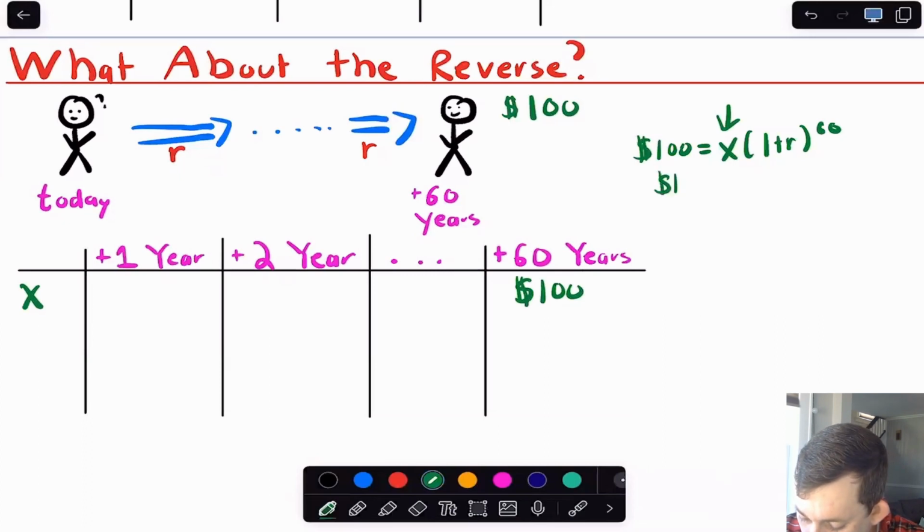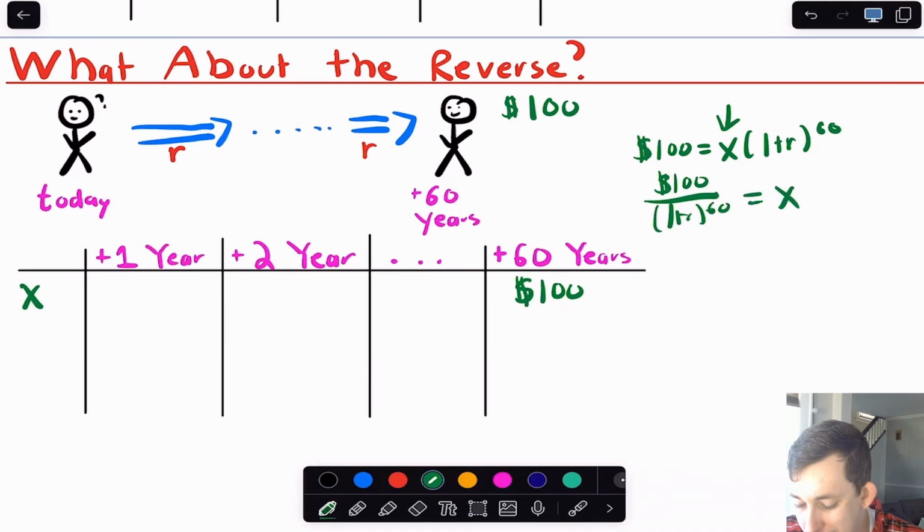And I'm just going to say this is $100 divided by (1 plus R) to the 60 is equal to X. If you don't see that, you can think about it this way. At 59 years, how much money would you need to have $100 in one more year? Well, what you would need is you would need to be at 100 over (1 plus R).